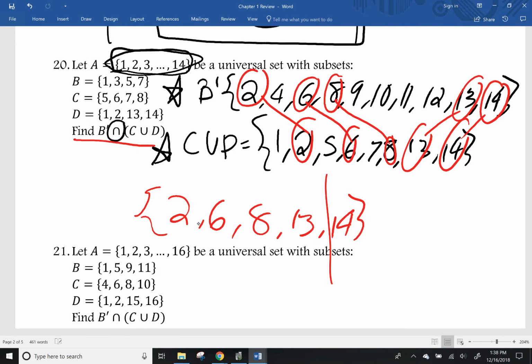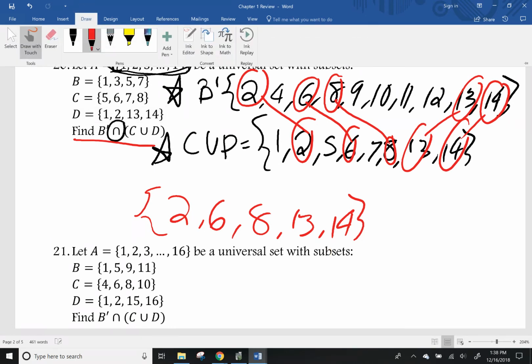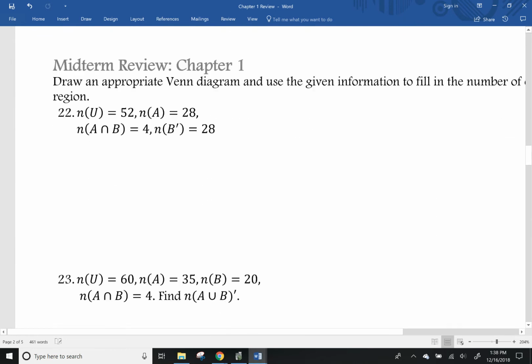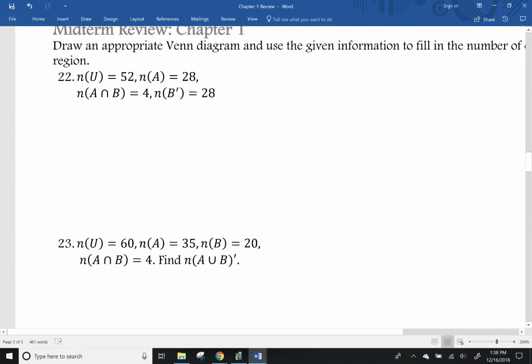Number 21 is basically the same problem. So I hope it's okay with you, I'm just going to skip it, because you get the point. Number 22.